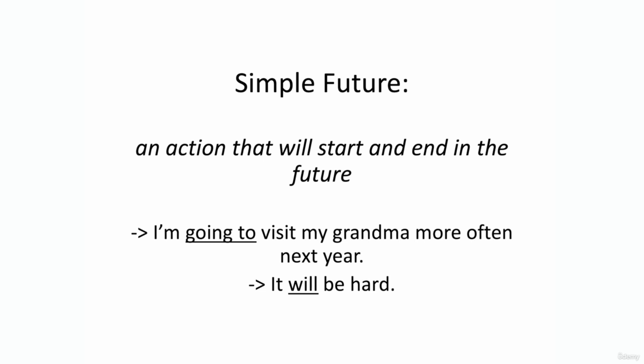Both will and going to are usually interchangeable, which means we can use either one in a sentence, and are both therefore correct. But there are some situations where you're more likely to use one or the other. We will first look at the uses and forms of the simple future with will, then going to.